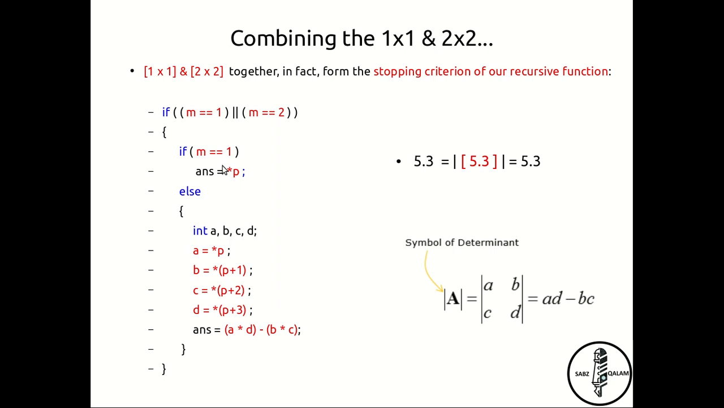So you program the if first, which is the stopping criteria, and then what happens if it's not the stopping criteria. Putting this together, you have if M is equal to 1 or M is equal to 2. If M is equal to 1, you just give the value itself, so the answer is whatever the contents of location P are, which is 5.3 in this example. Otherwise, M is equal to 2, in which case you need 4 additional variables A, B, C, D, and you have the answer.